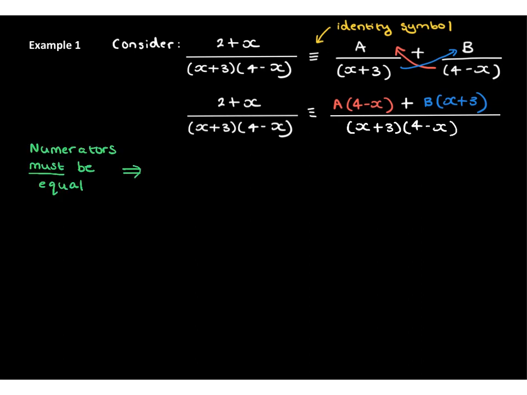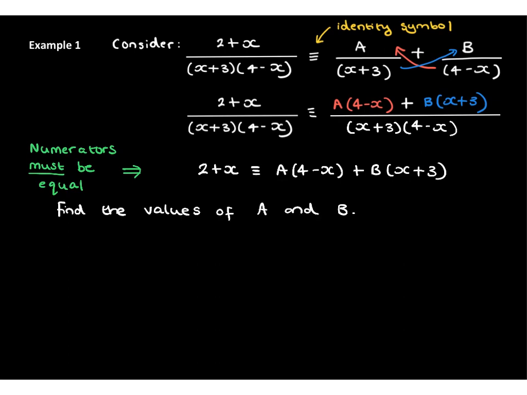Now, if the numerators are equal, this tells us that 2 plus x on the left-hand side must be equivalent to a bracket 4 take away x plus b bracket x plus 3. And our mission is to find the values of a and b. Now, there are two different methods we can use to find the values of a and b. We're going to look at both of them one after the other.